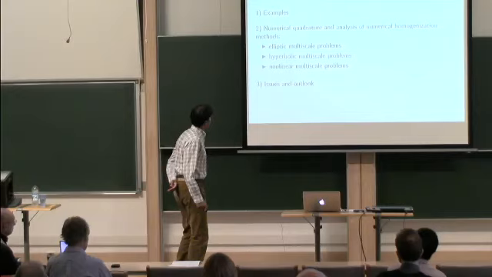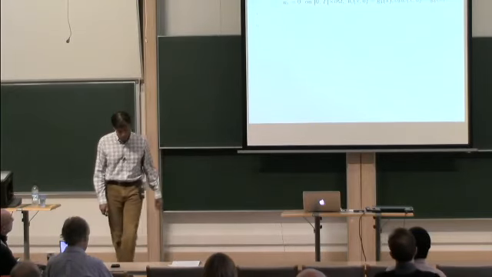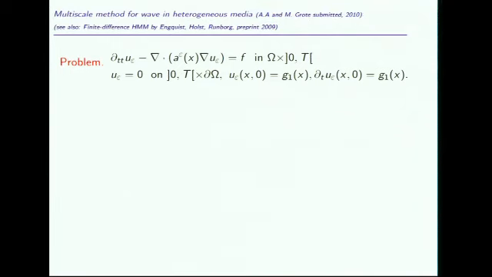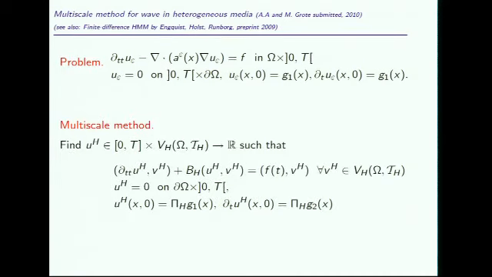Okay, so let's now go to a time-dependent problem. So we have now the same problem as before, the wave equation. Again we have here an oscillating tensor. We take usually initial conditions here, and some boundary condition. So the multiscale method is as before, I just add some time. BH is the bilinear form that we have seen before.